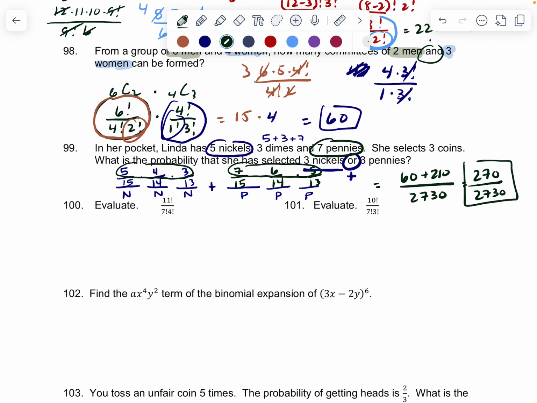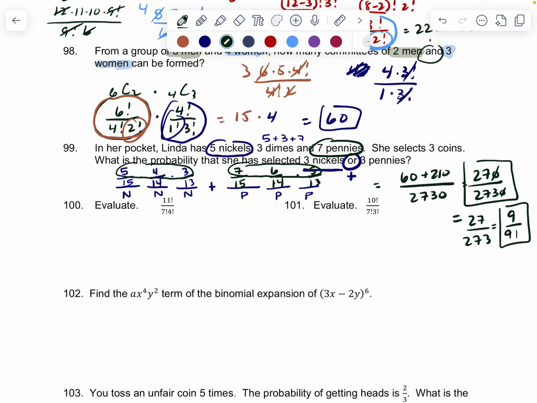Let me actually plug that in. 270 divided by 2,730. Oh my gosh, I just did that wrong. 270 divided by 2,730. Okay, not very nice. I would just say if you divide by 10, maybe you could do 27 over 273. I think 3 goes into both of those. 3 goes into 27 9 times. 3 goes into 273 91 times. So like 9 over 91.